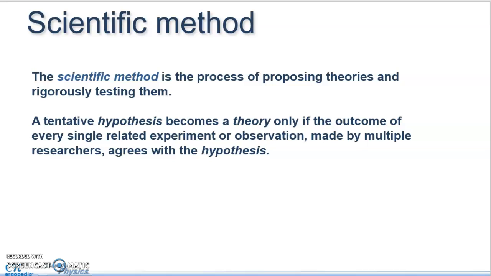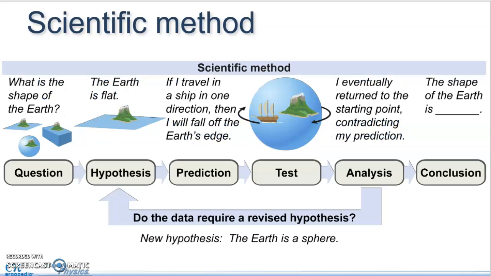Right, so the scientific method is the process for proposing theories and then testing them. And you're only going to have a hypothesis become a theory if the outcome of every related experiment or observation agrees with the hypothesis.